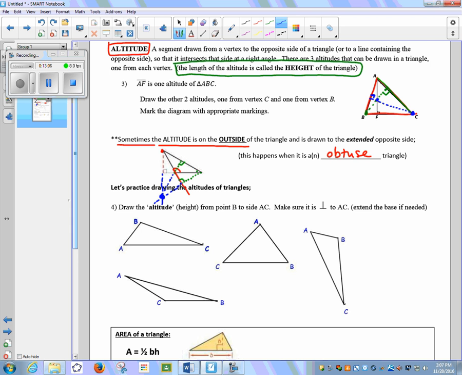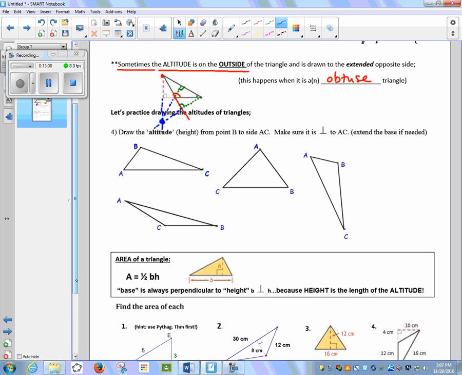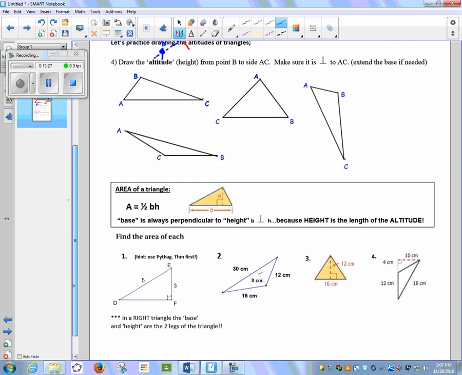Okay, so let's practice drawing some altitudes of triangles. You want to go from point B to side AC. Make sure it's perpendicular to AC. Sometimes you're going to have to extend the base. So I'm going to let you do that on your own. Pause the video and then try those on your own, and then come back and check your answers.